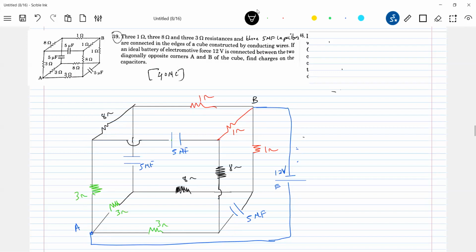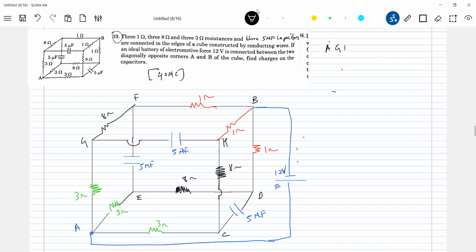A, B, C, D, E, F. Let's have it like this. So path A, B, C, D, E, F, G, H. Now look at the paths A, G, F, B, A, E, D, B, A, C, H, B. All are equiresistance paths, right?